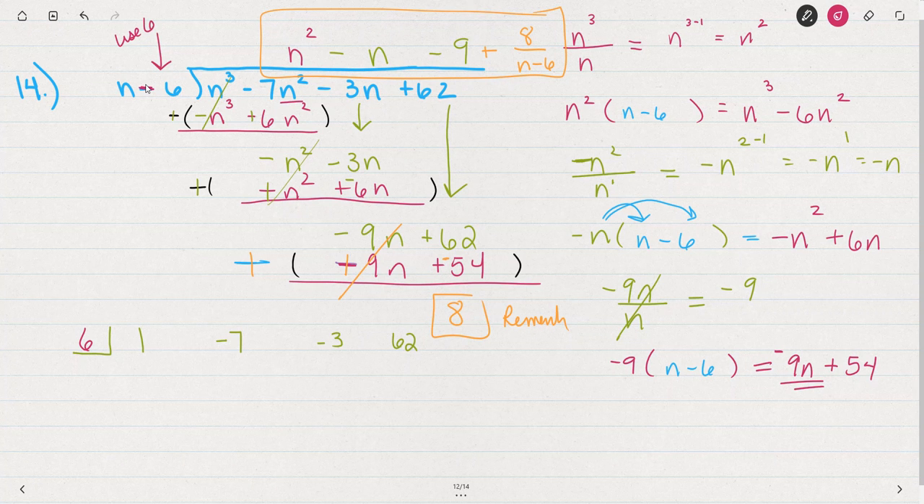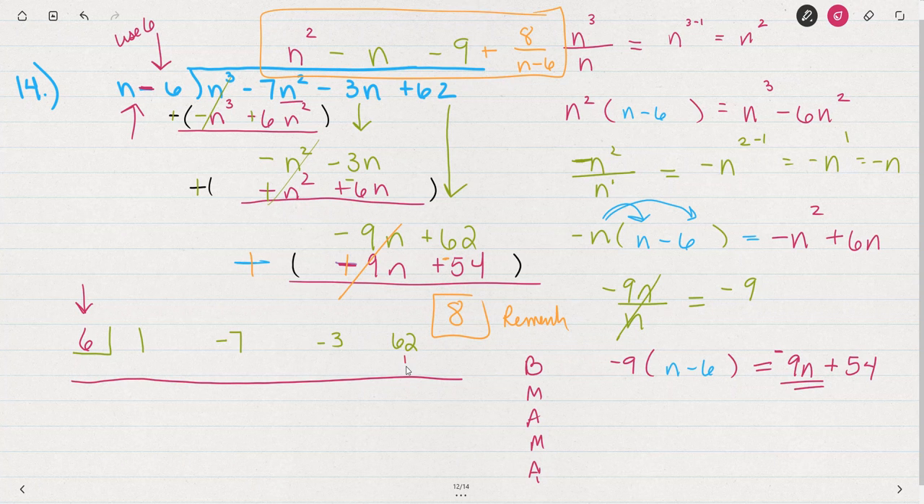Since this is minus already, I'm just going to take the 6. It's always the opposite. So if it's n minus something, the number I write here will be positive. And I draw a horizontal line across the bottom of the problem. And this is the process. It's really easy once you get started with it. You bring down, and then you just multiply, add, multiply, add.